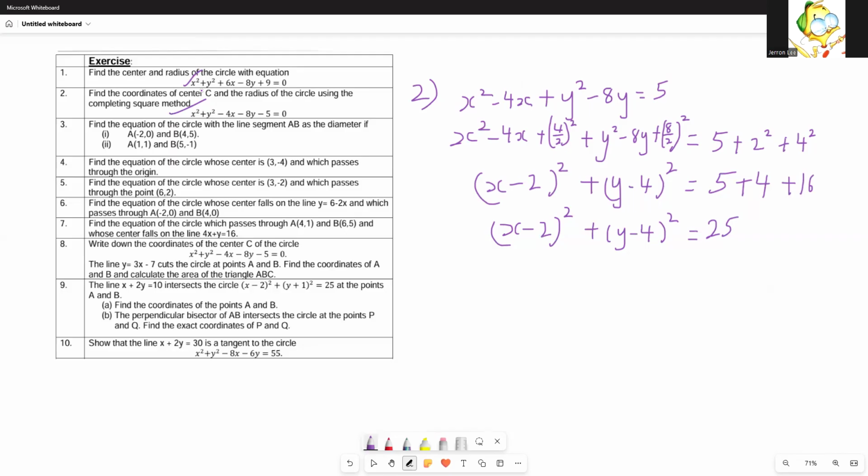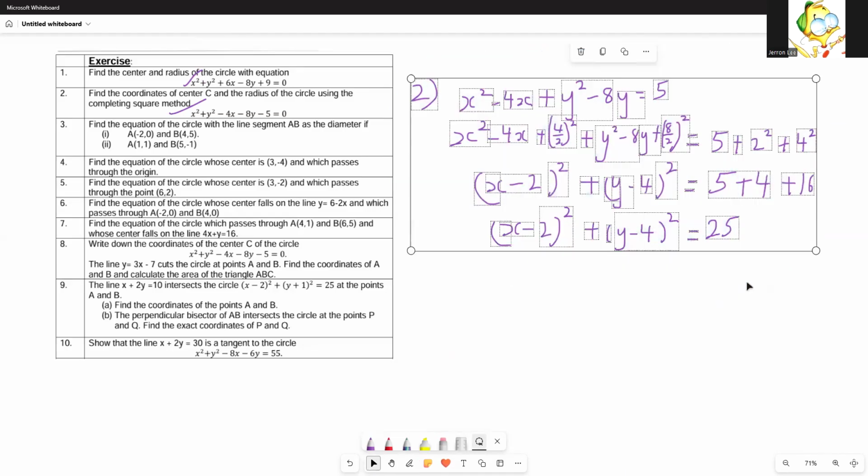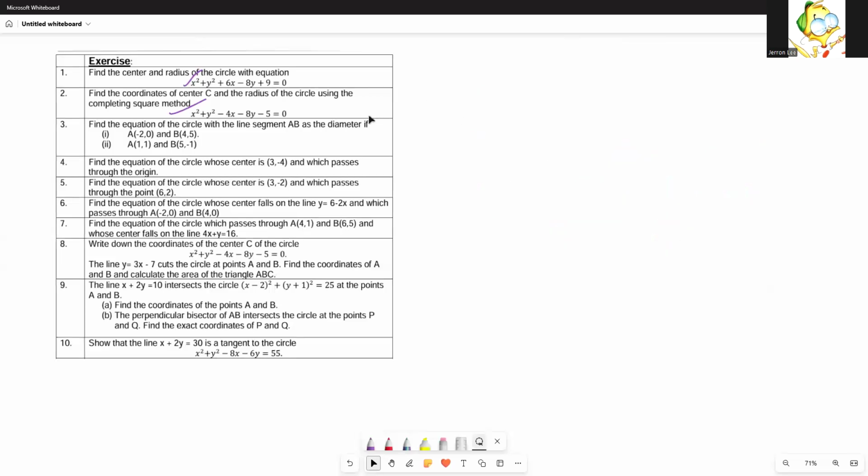Now if you look at question number 3, what is actually written over here? Let's have a look at it. Number 3 says, find the equation of the circle. So get ready to find the center and the radius. Find the equation of the circle with the line segment AB as the diameter. So we know now AB is the diameter over here.